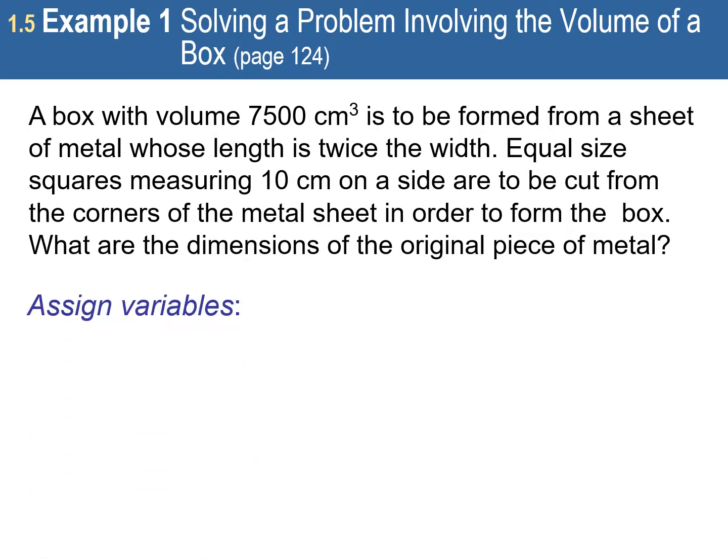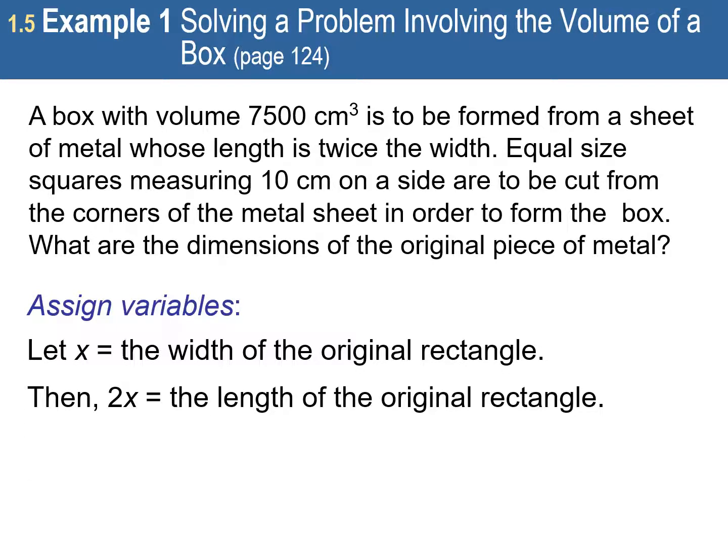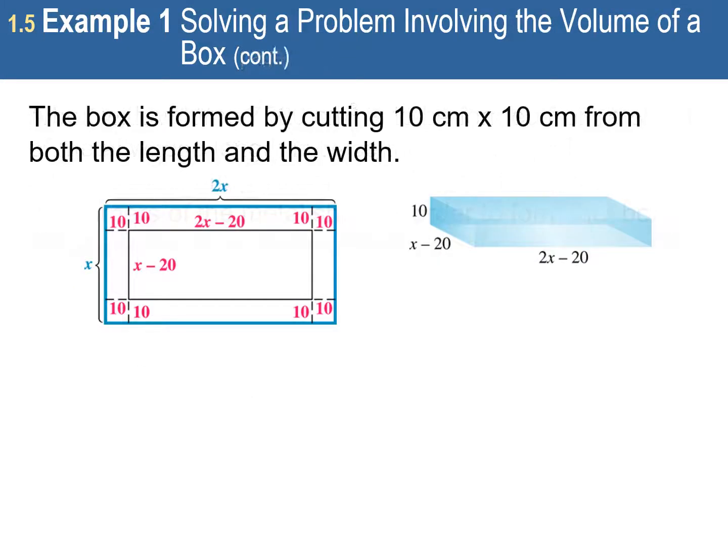Now, the first thing you want to do is assign variables. If I let x be the width of the original rectangle, then 2x is the length of the original rectangle. So we have the length and the width of the original rectangle. Now here's the original piece of metal, x by 2x. And the box is going to be formed by cutting 10 centimeters by 10 centimeters from both the length and the width. So that's these corners here.